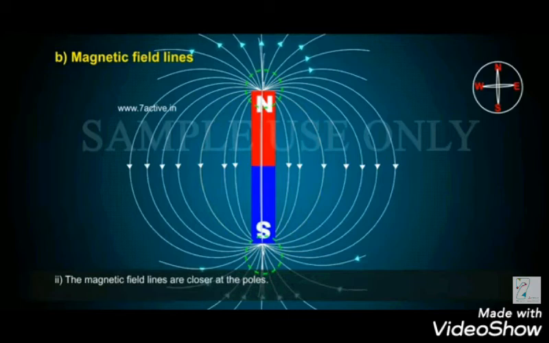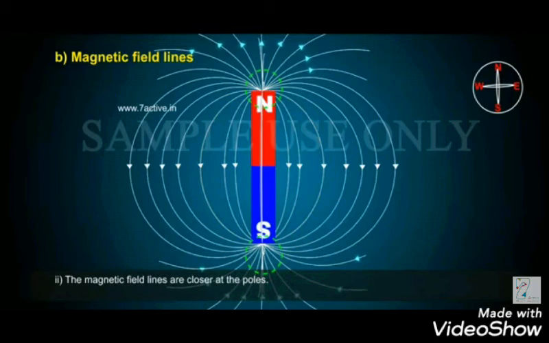One more property is there. No two field lines are found to cross each other. You can observe, children, all are separately present in the pattern of field lines. No two lines are crossing over each other or intersecting each other.